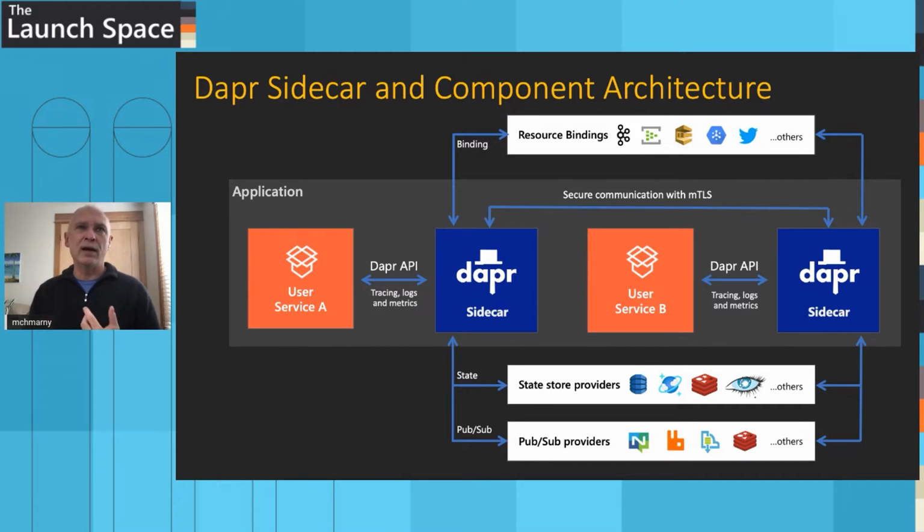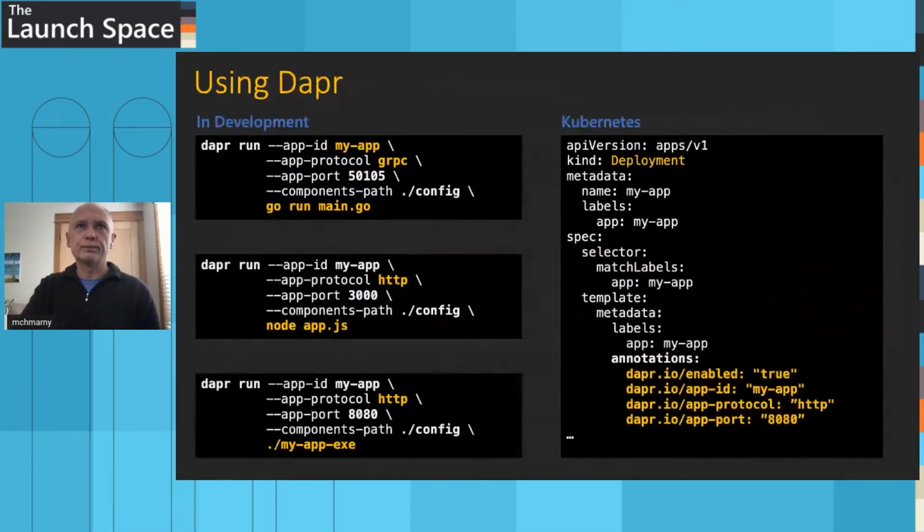We talked about state and PubSub and binding, but also what Dapr does is when you start invoking another service within your application, it provides secure communication using mTLS across those automatically. So your application doesn't do any secret management, doesn't do any certificate management. It just focuses again on the actual logic.